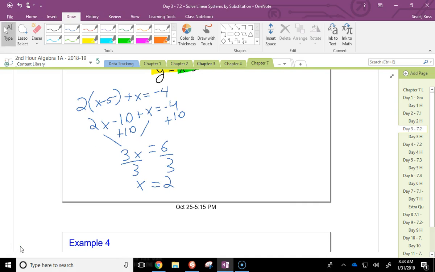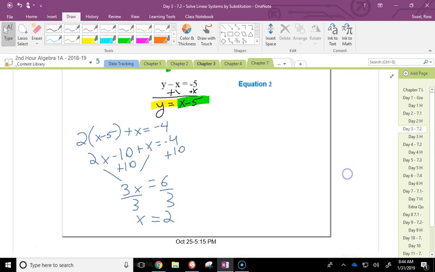We distributed the 2. 2 times x is 2x. 2 times -5 is -10. Like terms, 2x plus x. Make sure you're paying attention to what sign's going in front of it. X was adding, so it's a positive. So that'd be 3x. You added the 10. You kind of showed that all in one step. I would have showed it in two, but minus 10, so you added 10, so I'd have 3x equals -4 plus 10, which is 6. X equals 2. Very good job, Devlin.